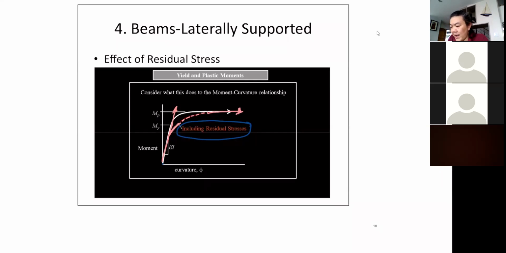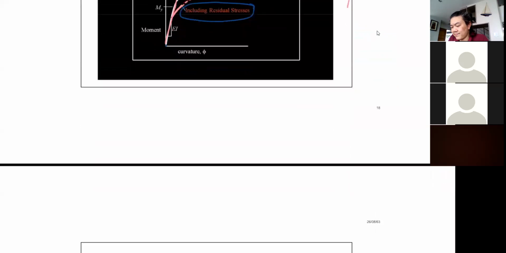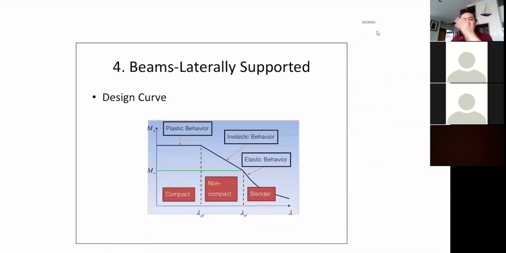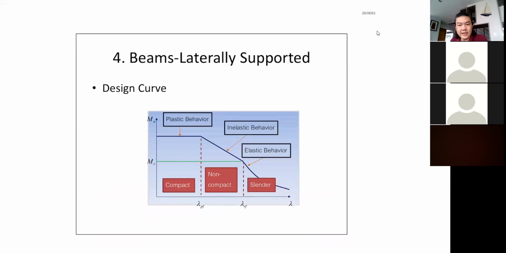But say along the way, we are not going to really have a straight line like this because of the residual stress. It's going to have some deviation. You know, it will reach MP, but it's slower. So this is going to be the design curve of the local buckling. Well, it's slightly different from the compression member. Well, actually, in compression member we don't talk about it, right?